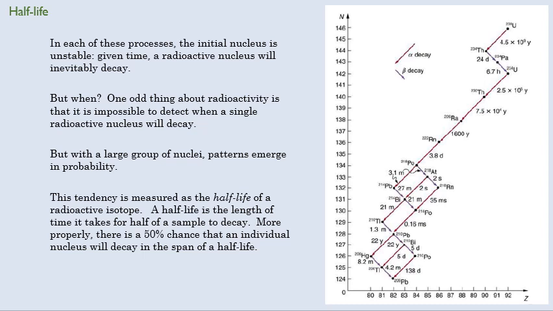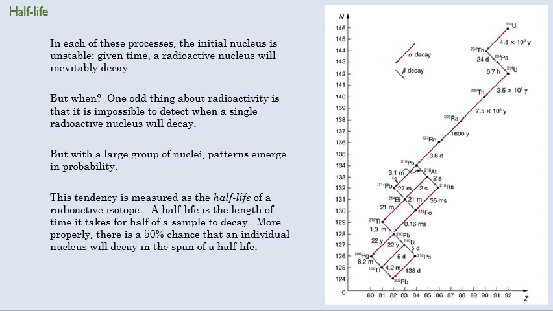Or another way of saying that is there's a 50% chance that an individual nucleus will decay in the span of a half-life. So if I have, let's say, a kilogram of uranium-238, and I can see that my half-life here is 4.5 times 10 to the ninth years, and I want to know how long it's going to take for that kilogram to turn into this other molecule here, basically, I can say that half of that uranium, in other words, half a kilogram, is going to decay over the next 4.5 times 10 to the 9 years.